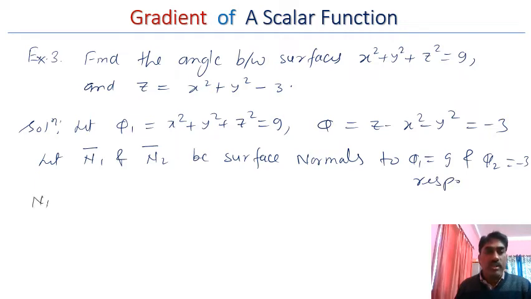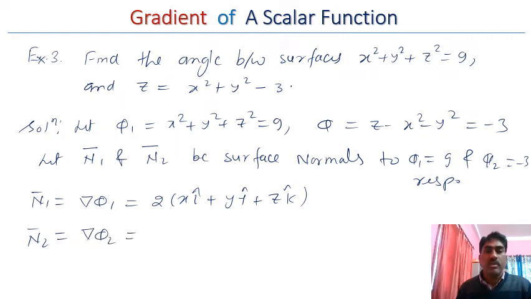What is n1? n1 is equal to grad phi1, and this is 2xi + 2yj + 2zk. Then find its magnitude as well. And then n2. n2 is equal to del phi2. This is equal to −2xi − 2yj + k. So these are n1 and n2.